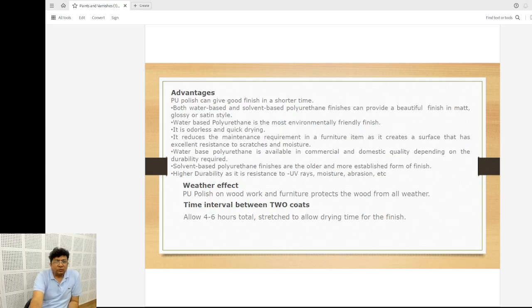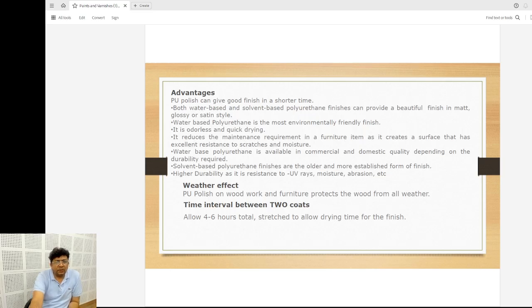Both water-based and solvent-based PU finishes can provide a beautiful finish in matte, glossy or satin finish. Different types of finishes are also available. Some people don't want to go with a very glossy finish for the furniture. They can opt for matte finish or the satin finish, which we call leatherette finish, to give a subtle, rich look to the furniture.